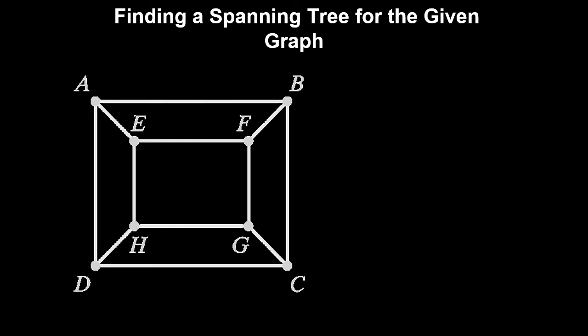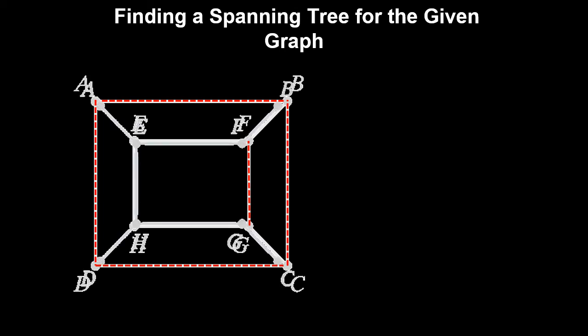We have a graph, and we need to find a spanning tree out of this graph. If I observe my graph, it has 8 vertices. Therefore, my spanning tree should have 8 vertices with 7 edges. My graph has 12 edges, so we only need to remove 5 edges, because the spanning tree should have 7 edges. By removing 5 edges, we get a spanning tree.